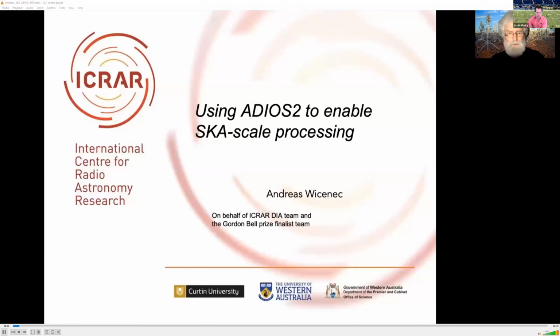In this short presentation, I will show how we've integrated ADIOS 2 to enable SKA-scale processing. My name is Andreas Wicenec, and I'm presenting on behalf of the ICRAR Data Intensive Astronomy team and the Gordon Bell Prize finalist team. ICRAR is the International Centre for Radio Astronomy Research in Western Australia.